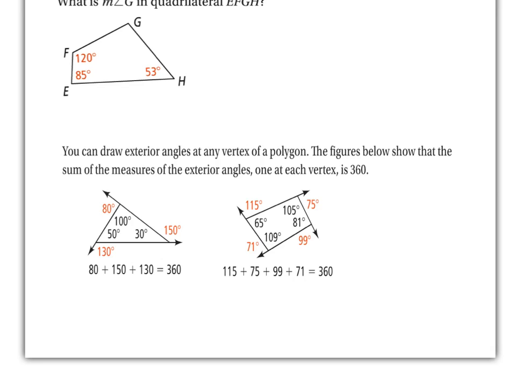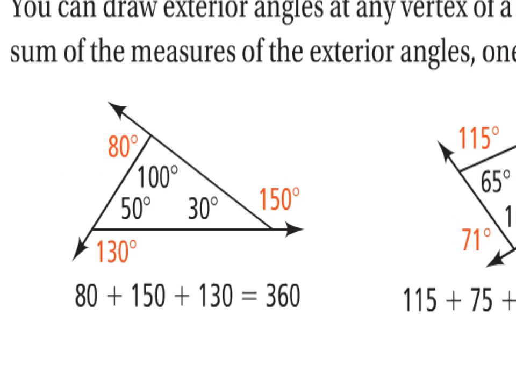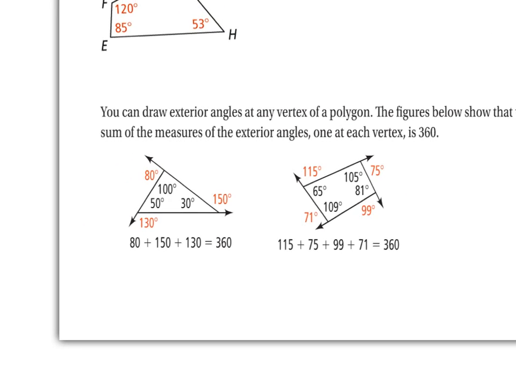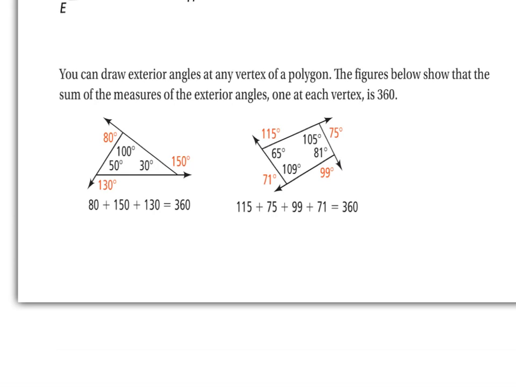Remember, a polygon is a figure with 3 or more closed sides. Okay, so it says here in this part, you can draw exterior angles at any vertex of a polygon. And what you'll notice here is, as you look at the triangle, at any vertex, they've extended those lines out, and they've made an exterior angle at each vertex. Now, from that exterior angle, it says the figures below show that the sum of the measures of the exterior angles, one at each vertex, is 360 degrees.